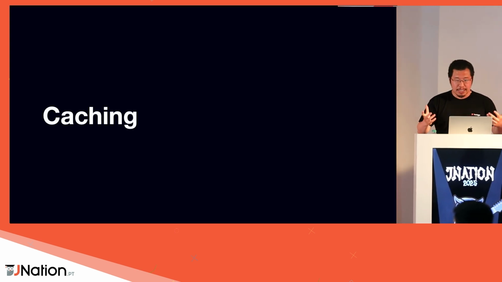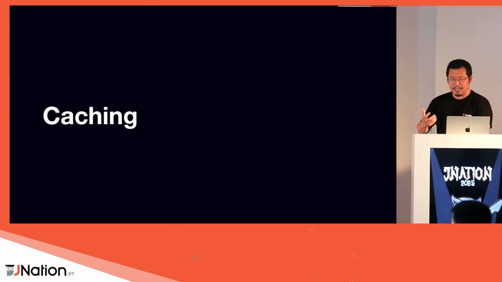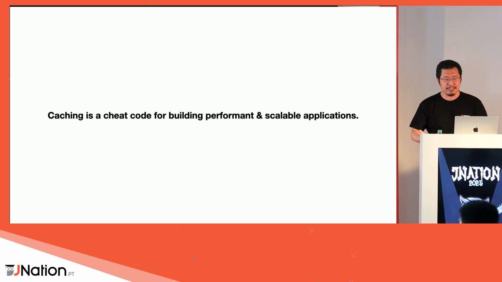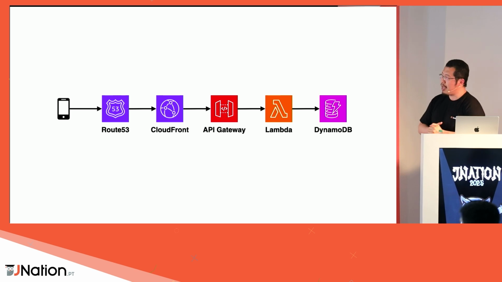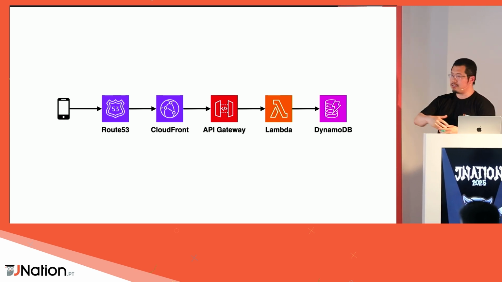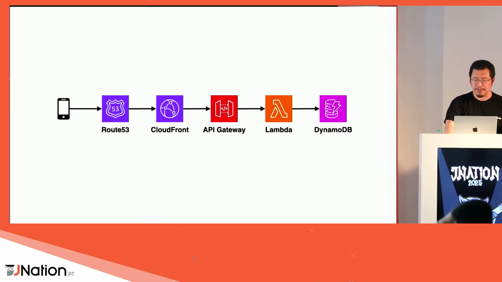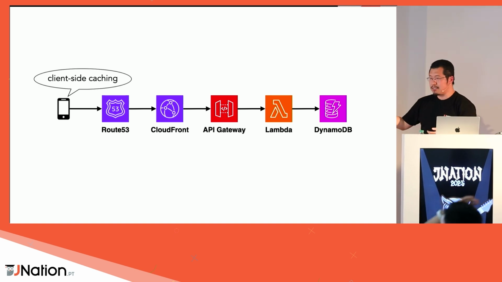And then caching. For me, caching is almost like a cheat code for building scalable, cost-efficient and performant systems. If you look at your typical serverless API, where you've got API Gateway in front of Lambda, and you're using, say, DynamoDB for your database, and then in front of that, you've got CloudFront and Route 53 and so on, there are so many different places to do caching.